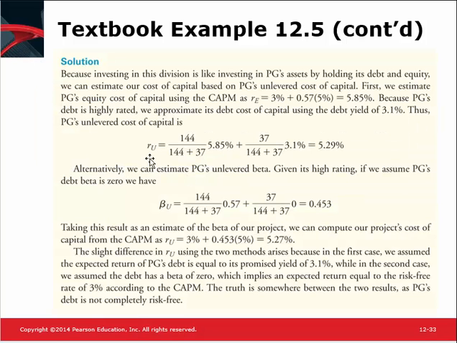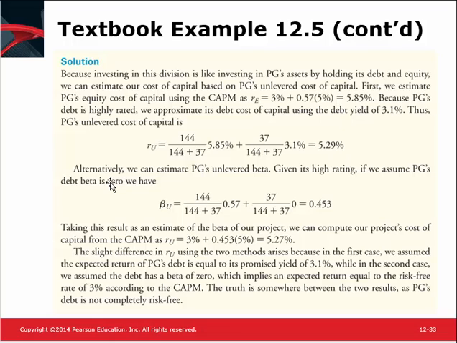Well, R sub U. Here's the amount of debt and equity in the company, and here's their cost of equity: 3% plus their beta times the 5% market risk premium. It's 5.85%. Here's the weight of debt, and 3.1% is the cost they have. So the ultimate cost that we have here is 5.29%.